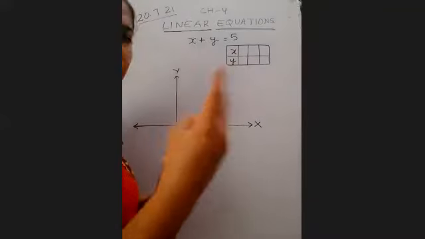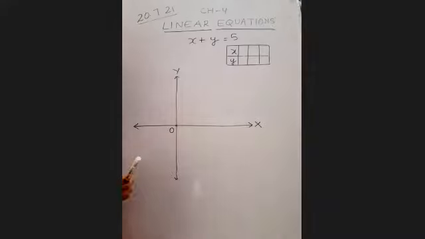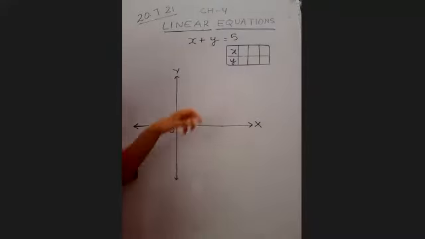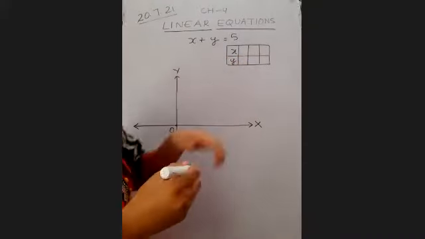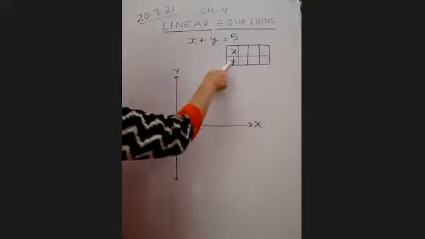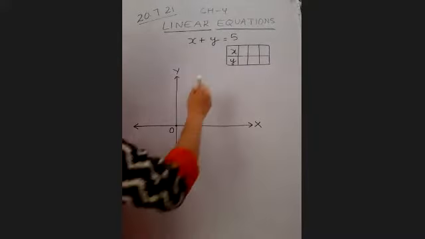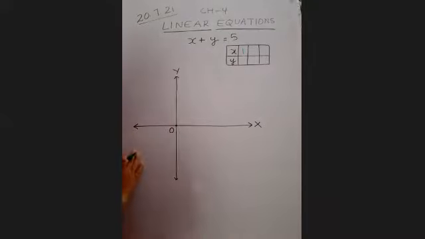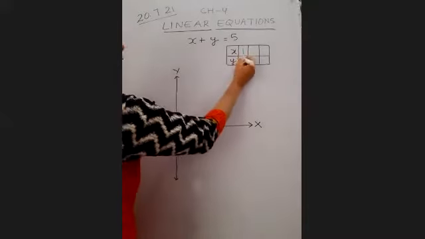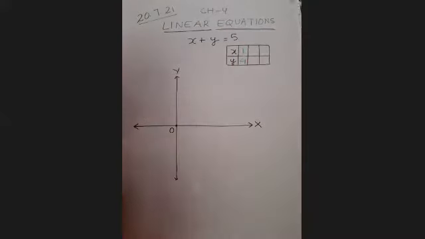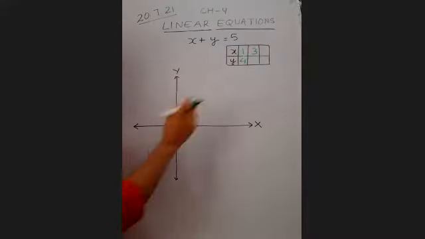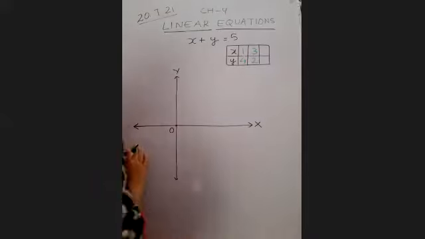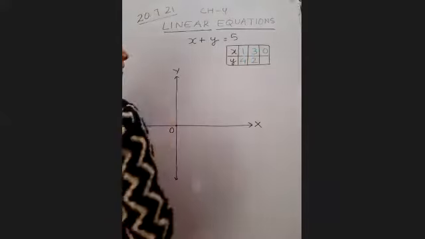Minimum 3 values we are going to find. x plus y is equal to 5. Students, let us take any 3 values of x and correspondingly find any 3 values of y such that their sum remains 5. For example, if I take x equal to 1, what will be y? 4. So that their sum is 5. If I take x equal to 3, what should be y? 2. Suppose I take x equal to 0, what should be y? 5.